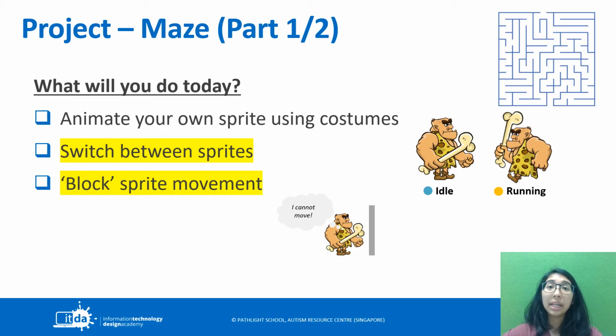We are going to animate our two sprites using our costumes and using costume change code. And in this game, we're going to switch between sprites. So when we're playing the game, we will see the running sprite. When we are not playing, we will see the idle sprite that's not doing anything. Okay, so that's something special today.